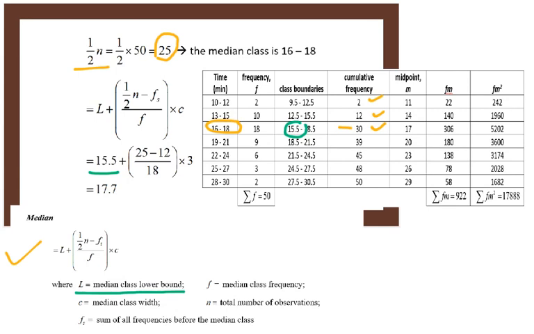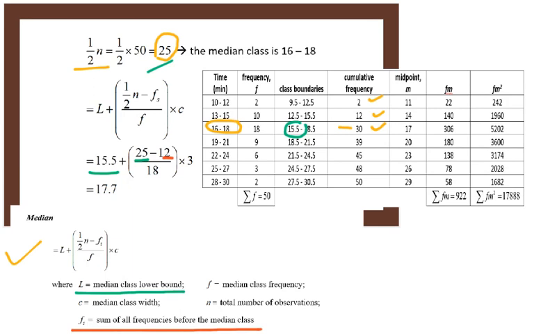So again, just now we already calculated 1 over 2n, which is 25. So you just substitute 25, and then you have minus Fs. Fs, in the explanation, it says that Fs is the sum of all frequencies before the median class. The median class is 16 until 18. Before the median class, you have two classes, which are 10 to 12 and 13 until 15. So the frequencies before the median class are 2 and 10. The sum means that you need to add, so 2 plus 10 is 12. So that's why Fs is 12.